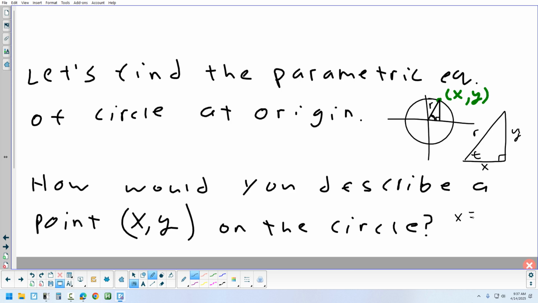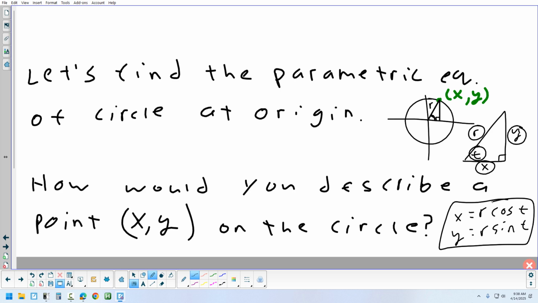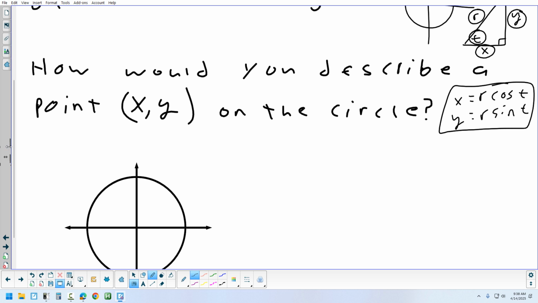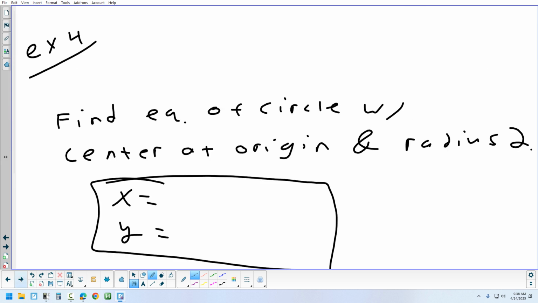What are we finding again? We're finding a formula for x using the radius and the angle. Yep, r times cosine t. That's your x. And what would be the formula for y? R times sine t. Yep. Okay, those are the two equations you need to write a circle parametrically. It's r cosine t and r sine t.